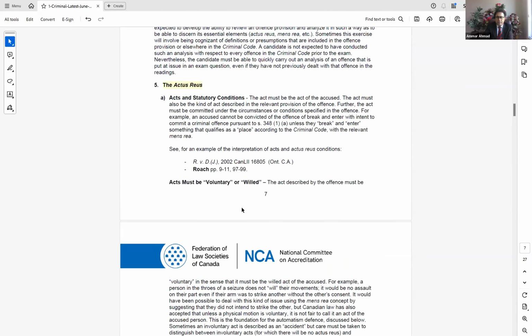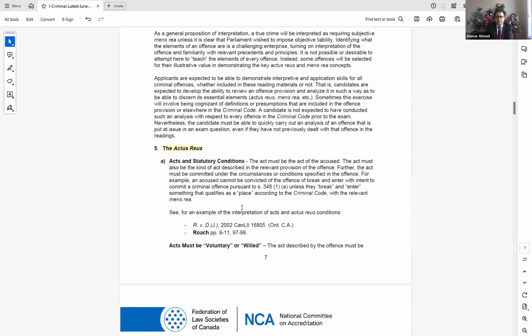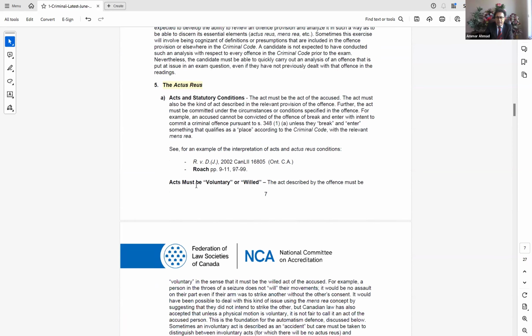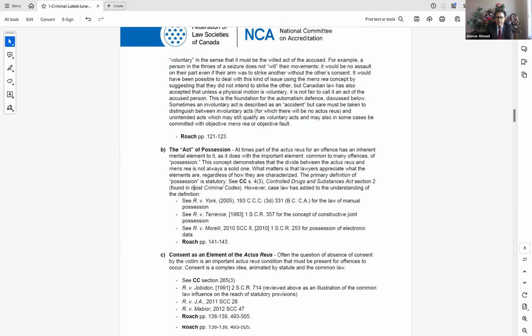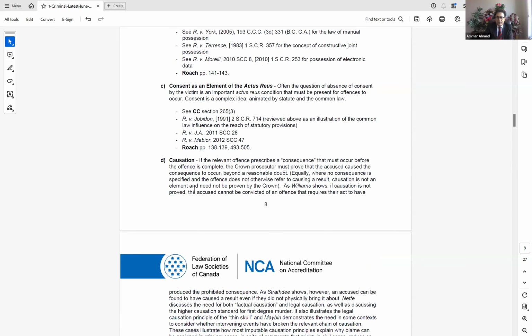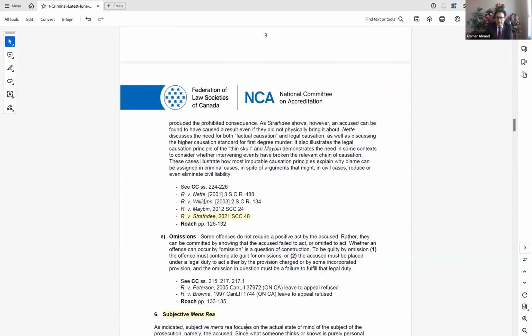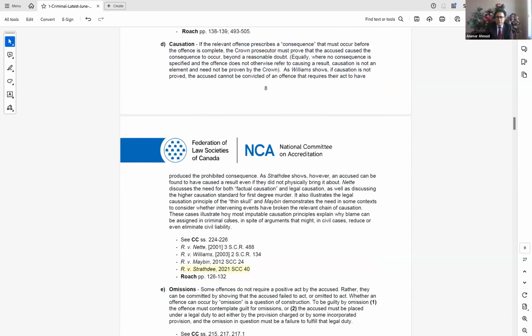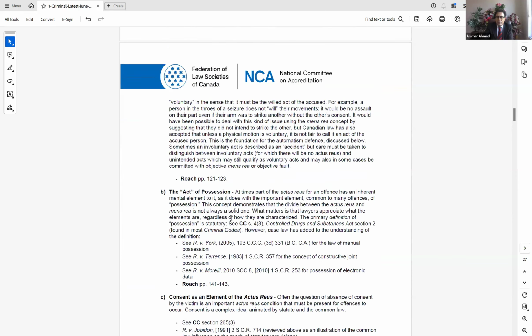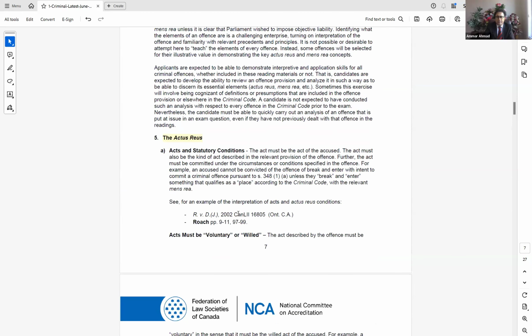I repeat: if the Crown prosecutor has to convict any person in Canada who has been charged, the Crown has to prove two things. The actus reus of the accused, and actus reus is mentioned in topics 5A, 5B, 5C, 5D, and 5E of the syllabus. So you have to see which one is applicable to your problem-based question. In today's session, we will only discuss 5A of the syllabus.